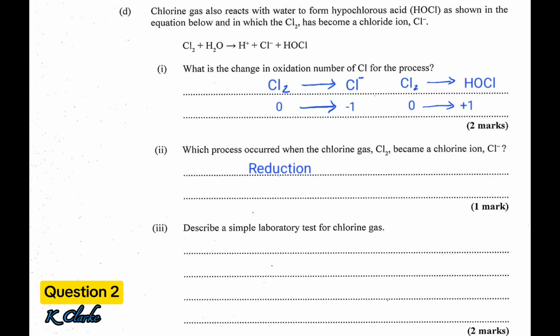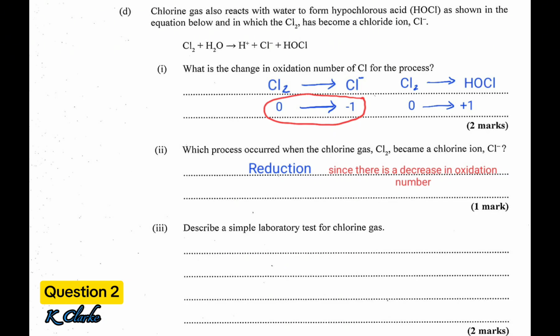Part 2. Which process occurred when the chlorine gas became a chloride ion? Since there is a decrease in oxidation number from 0 to -1, this is reduction.